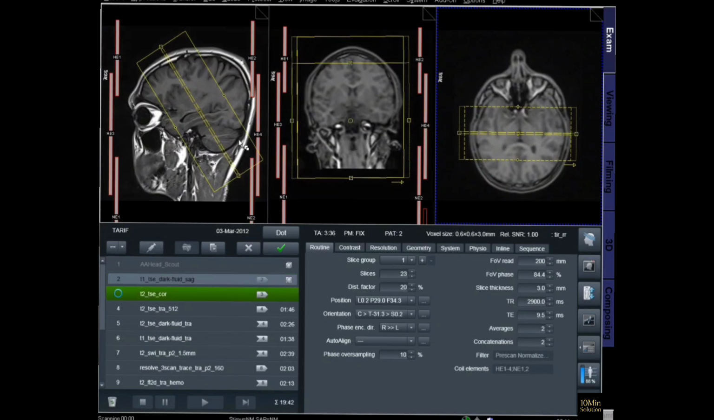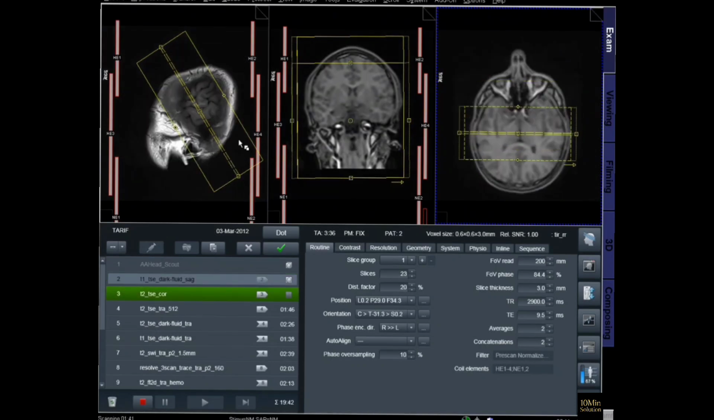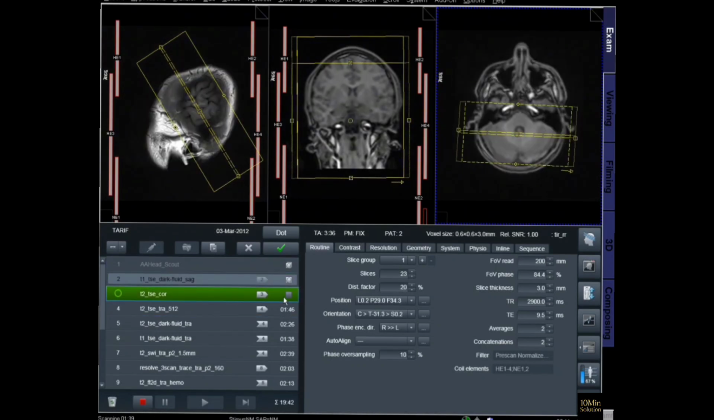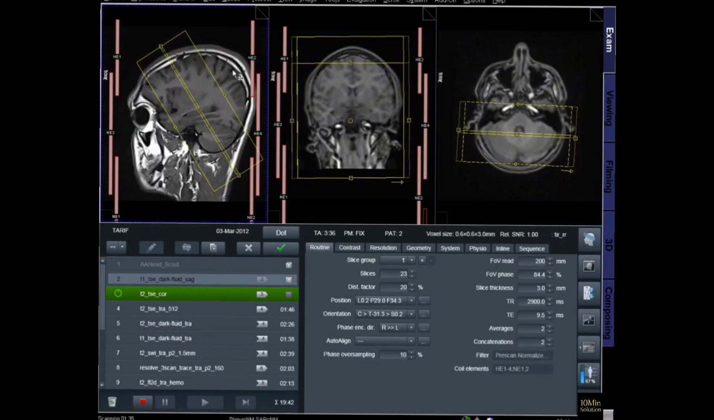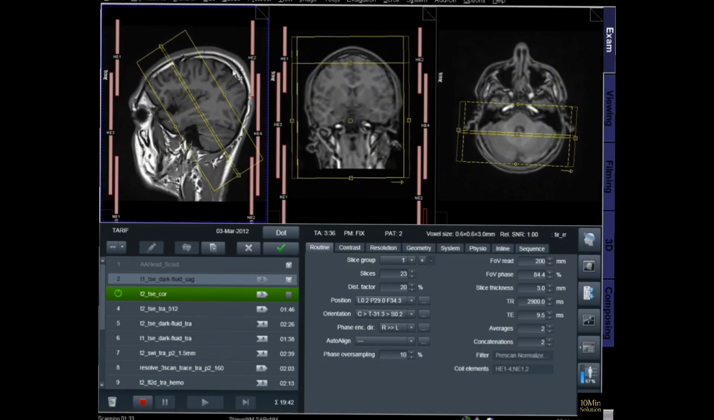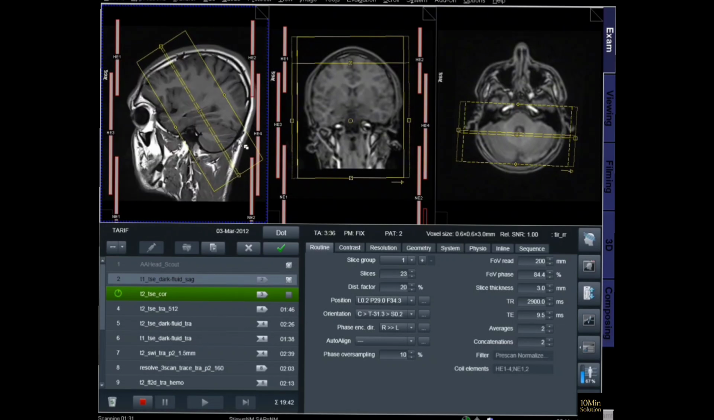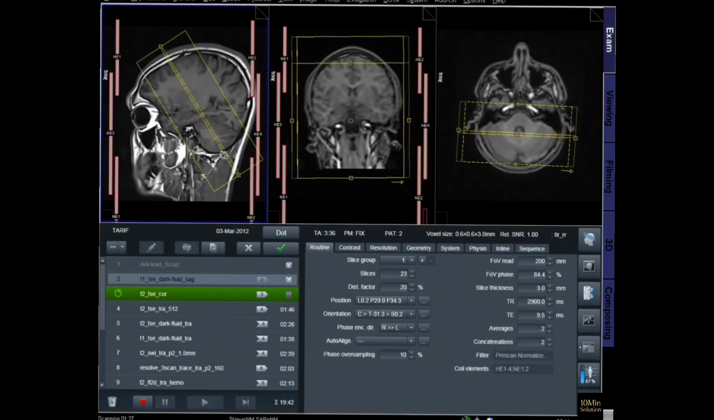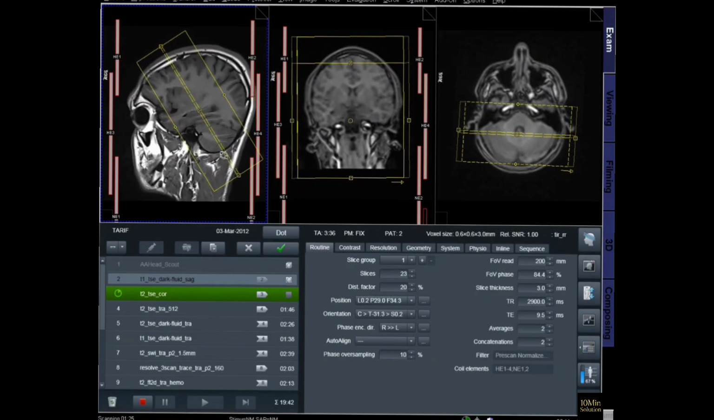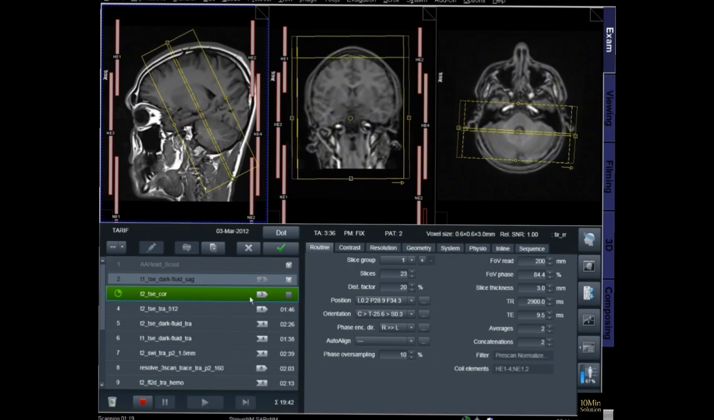Coronal oblique T2 sequence. This sequence is planned perpendicular to the long axis of the hippocampus. It is particularly important for evaluating mesial temporal sclerosis, one of the most common causes of temporal lobe epilepsy. Diffusion-weighted imaging, DWI. Diffusion-weighted imaging is helpful in detecting acute ischemia, infection, or cytotoxic edema.